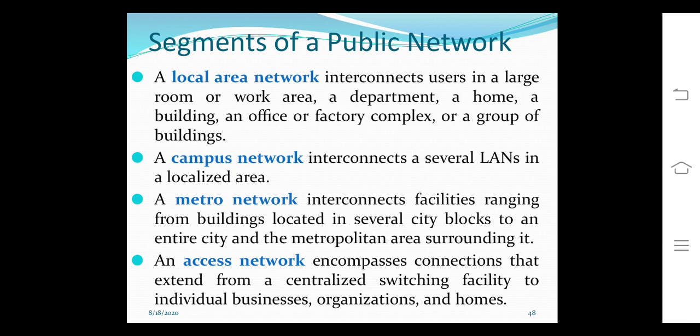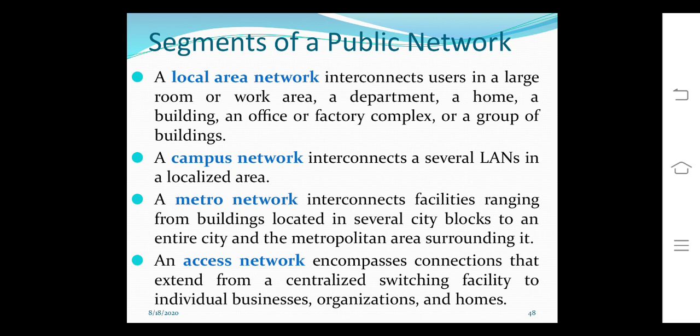So coming to the segments of a public network. A local area network interconnects the users in a large room or work area, a department, a home, a building, an office, a factory complex, or a group of buildings. This LAN will connect all the data transmitting devices to a network. And a campus network interconnects several LANs in a localized area. A number of LANs will be cumulatively connected to the campus network.